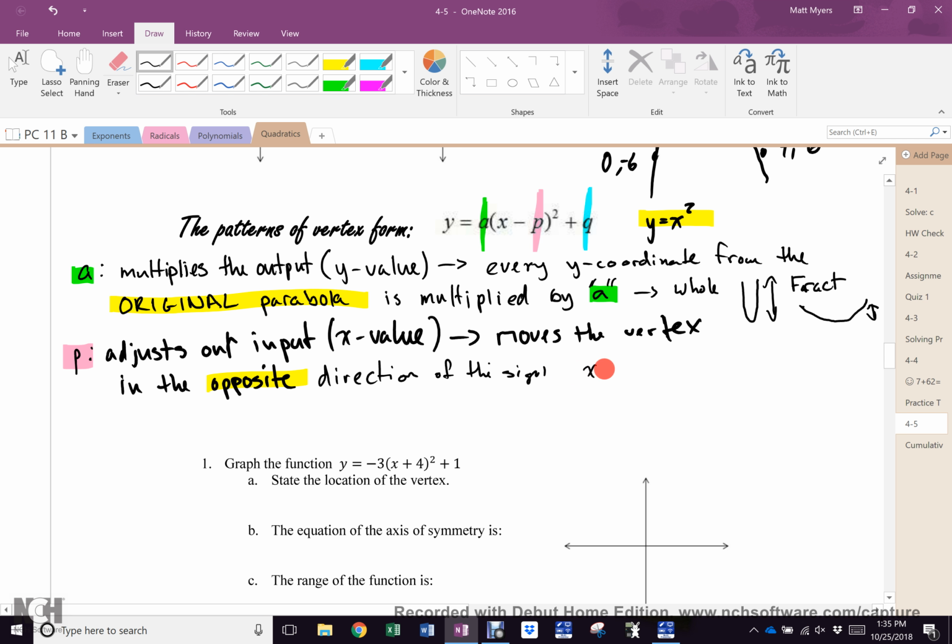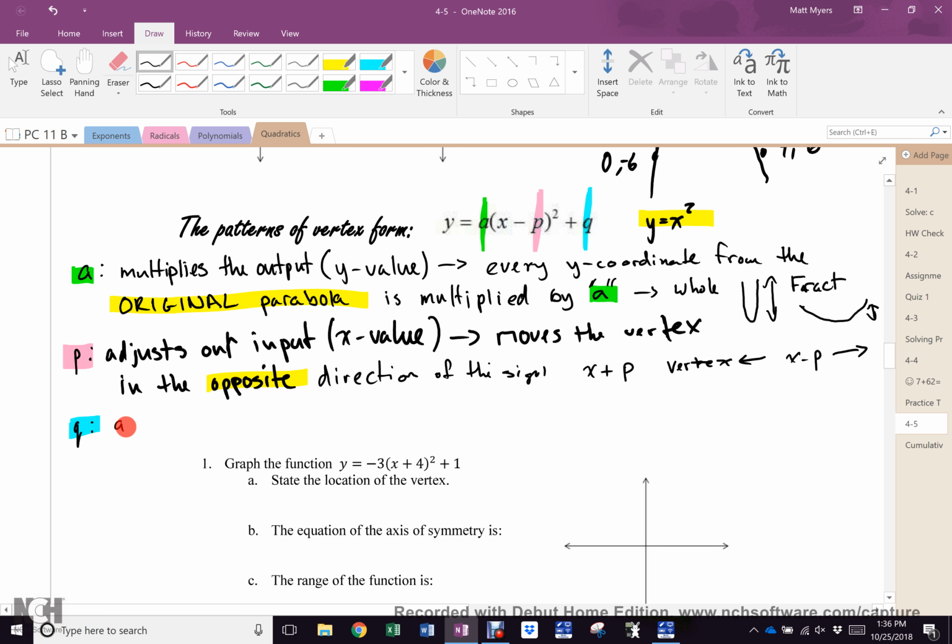If it is x plus p, the vertex moves left. If it is x minus p, the vertex moves right. Everybody good? Good? And the last one is Q.